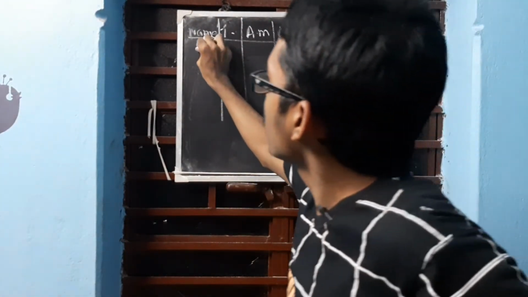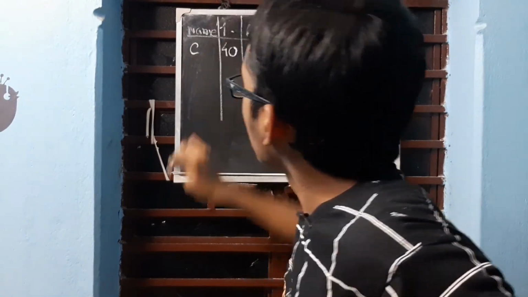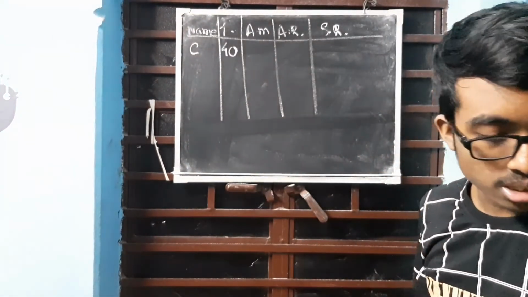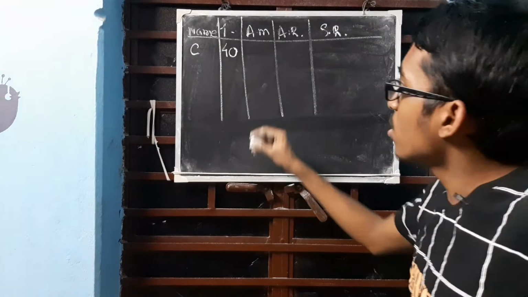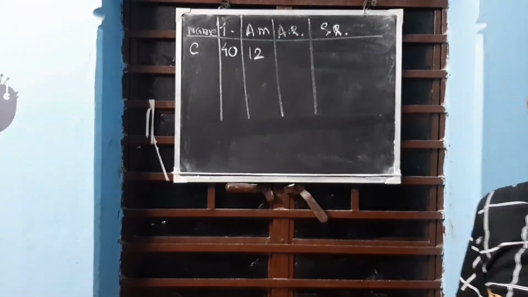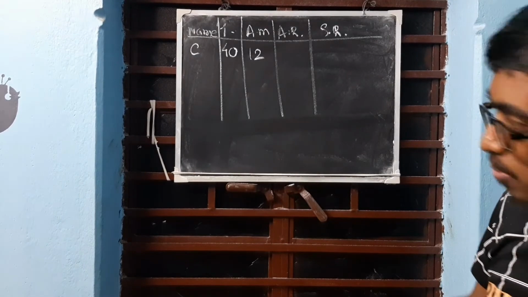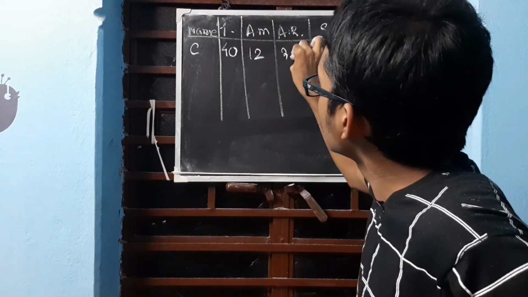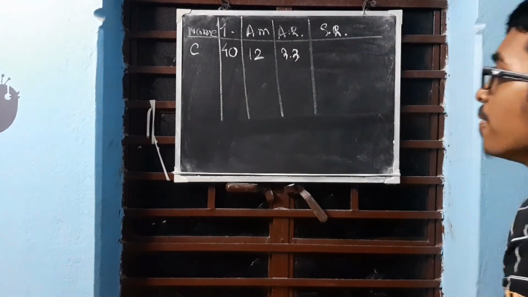The first element I have told is C. Percentage is 40%. What is the atomic mass? 12. So now divide 40 by 12. How much will be the answer? 3.3 hopefully. Yes, 3.3.